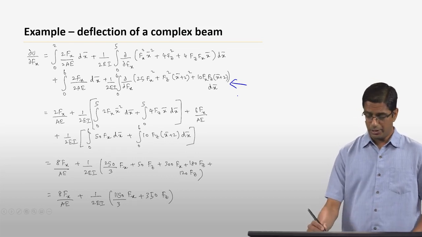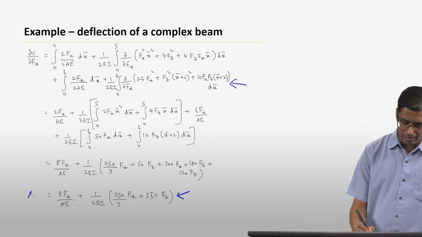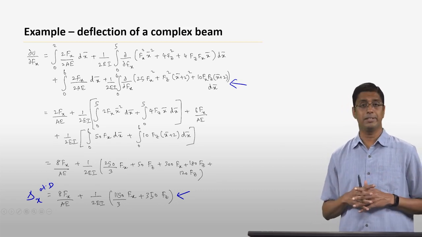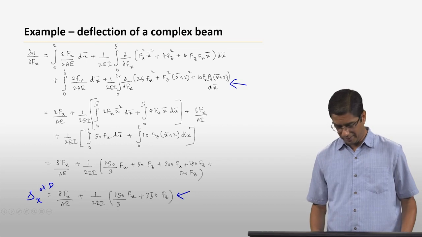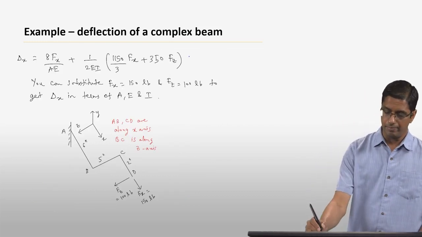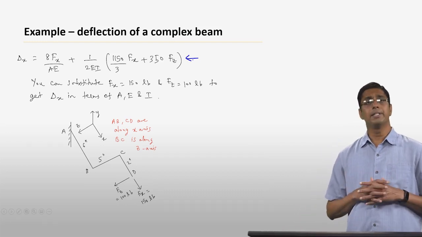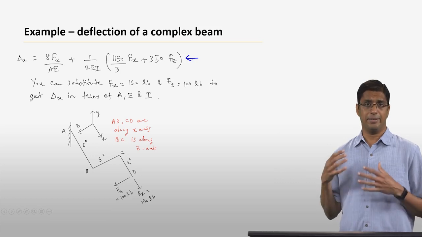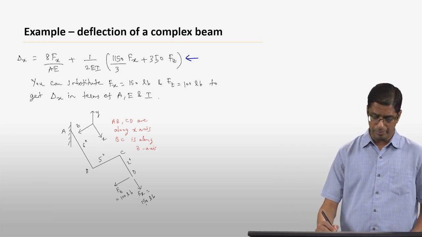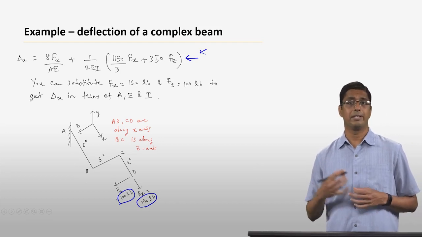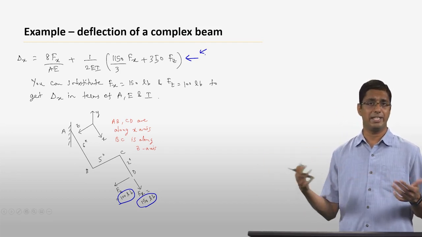Eventually, if you do all these things, you end up with an expression like this. So that is your delta x at D. It turns out to be a kind of messy expression that contains a lot of things, but then you can simplify it a little bit more, and finally that is the expression. At this point, you can substitute that your Fx is 150 pounds and your Fz is 100 pounds into this expression, and that will give you your delta x in terms of all the other variables, A, E, I, and G, and so on if you need to.